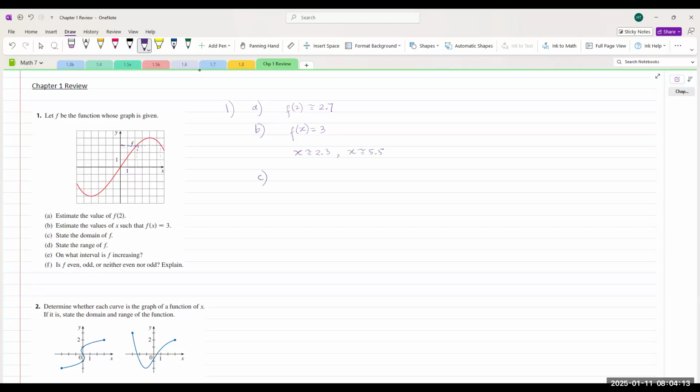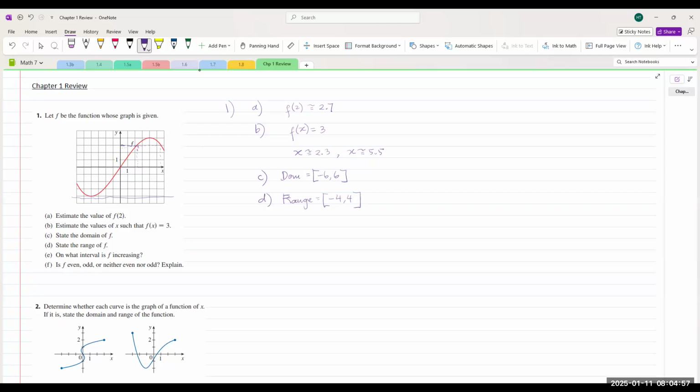Part C, state the domain of this function f. The one provided to us, only this part here, so I will use this graph only as a reference: -1, -2, -3, 4, 5, 6. So the domain will be approximately, from the graph, from -6 to +6, while the range, the y component, is from -4 to +4. From -4 to +4.